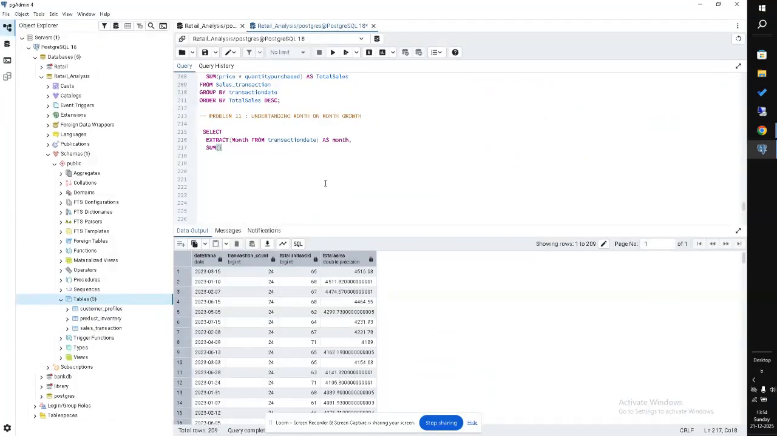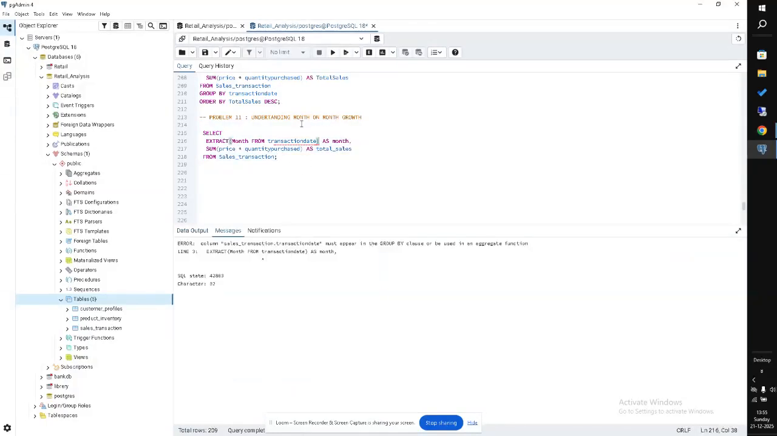So sale price into quantity purchased as total sales, from sales transaction. Then group by month, order by month.